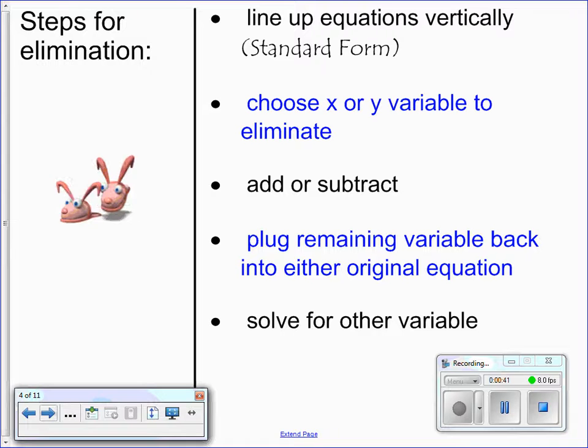So our steps for elimination are to line up the equations vertically, so we put them both in standard form. We choose the x or the y to eliminate, again, whichever one has the same coefficient. Do your adding and subtracting. If the coefficients are the same sign, we'll subtract. If they're different signs, we'll add. Plug your answer back into either one of the original equations so you can solve for the other variable.